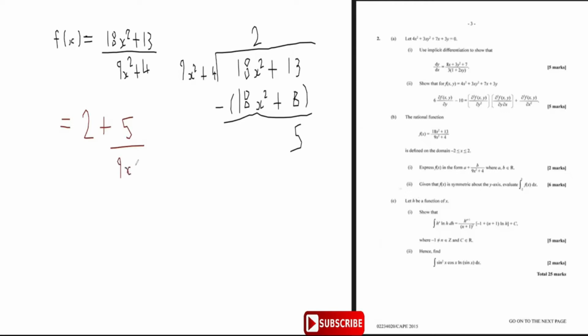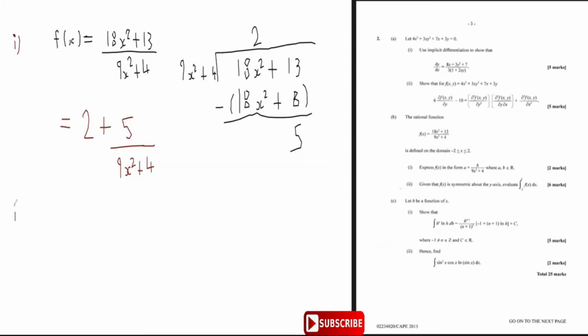So that's part 1. That's how we can rewrite f of x. Nice and easy. All right, nice. Now let's have a look at part 2.